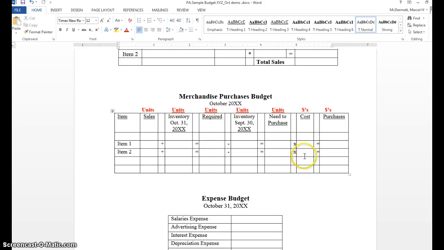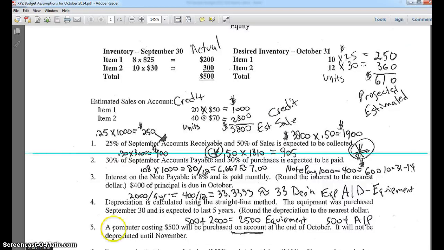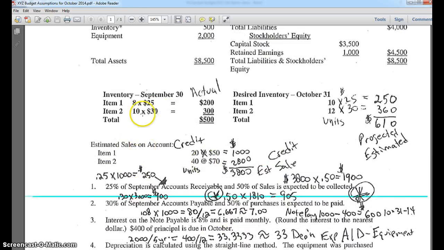This is the cost of the inventory that you're going to get from the assumption page. So if you go to the assumption page, the cost of the inventory is going to be 25 and 30. Okay, this is your ending inventory, so 10 and 12 units. Your beginning inventory is 8 and 10 units. You're going to sell 20 and 40 units, and then you can calculate the rest from there. And basically what happened was when I calculated that, it came to 1810. 1810 was my total purchases, and you can see on item number 2, 50% of purchases are expected to be paid. 0.5 times the 1810, 905 of those credit purchases are expected to be paid in cash.